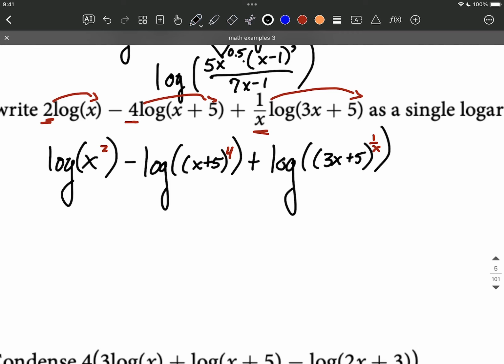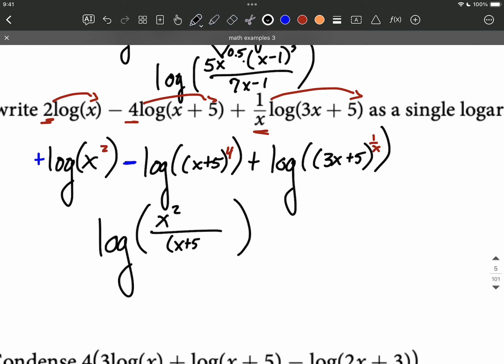All right, a little bit complicated with that 1 over x, but don't let this throw you off. If we want to do this all as just one step instead of 2 separate steps, remember what we can do is we can say, well, this is going to be a log, same base 10 common log here. And let's think about what goes in the numerator, what goes in the denominator. Well, the first part is positive, so that x to the second power is going to go in the numerator. We end up with a negative in front of that second log, so that part's going to go in the denominator, x plus 5 to the fourth power.